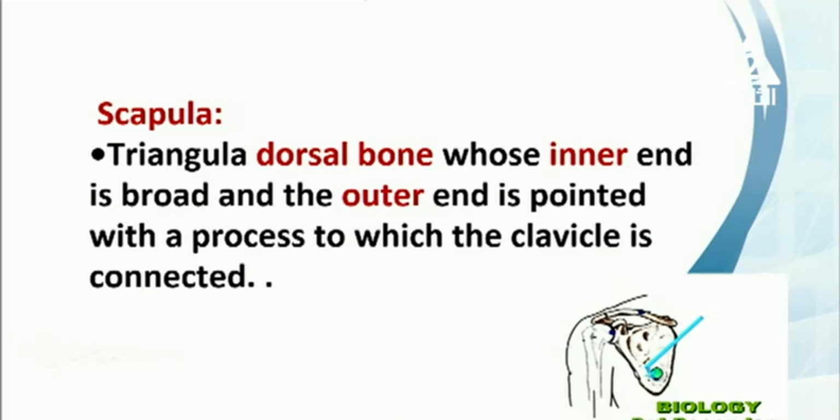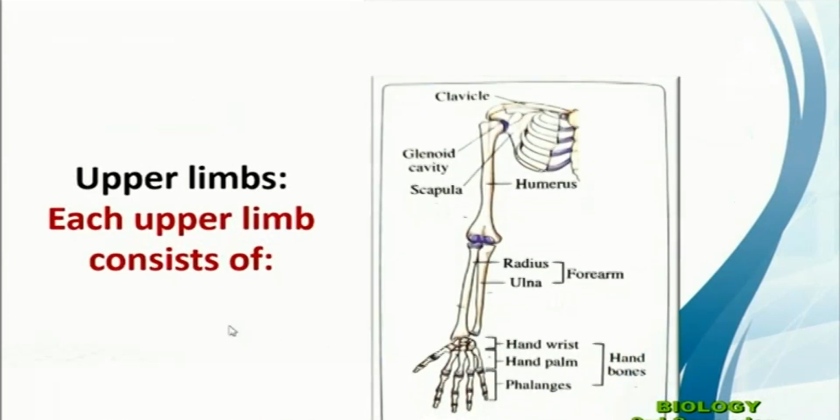Each upper limb consists of several parts. The first part of the upper limb we call the humerus.